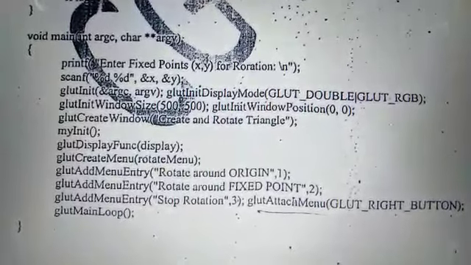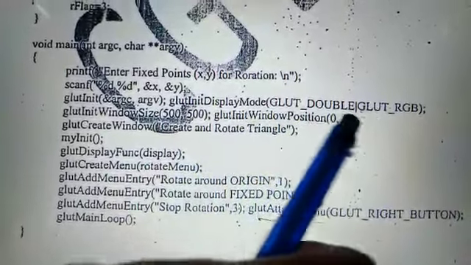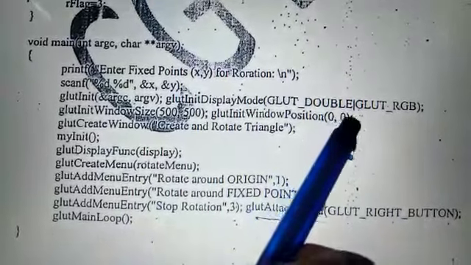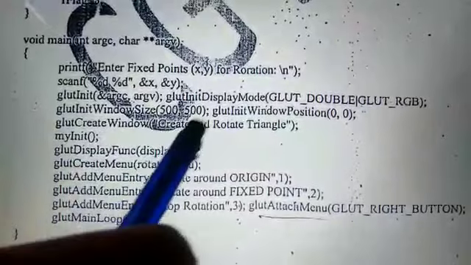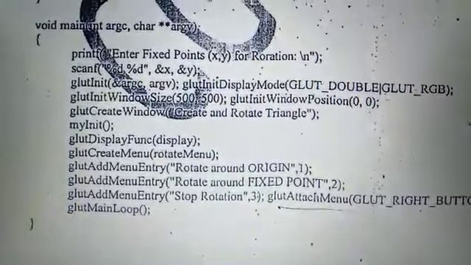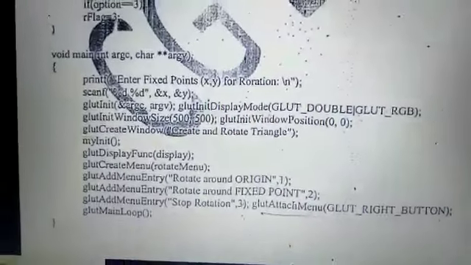Then glutInitWindowPosition, that is from the leftmost corner, where we expect the window, so we have given 0, 0. Then create window, where we are giving the title of the window as create and rotate triangle. Then we have the myInit function where we will be initializing certain features for the object. Let's see how it is.